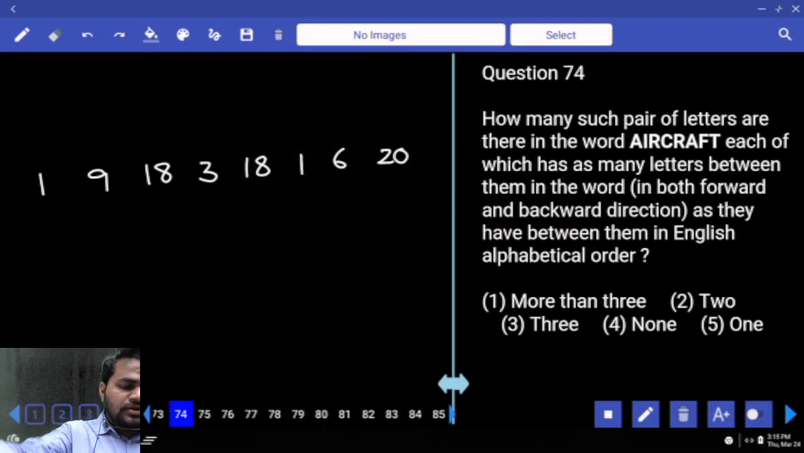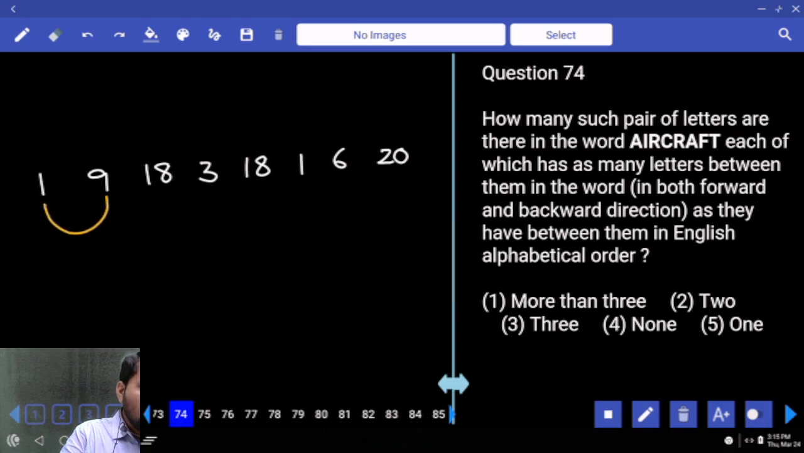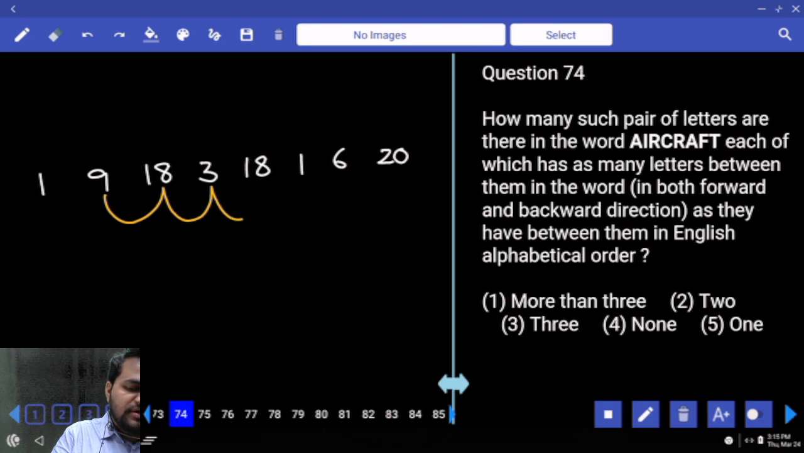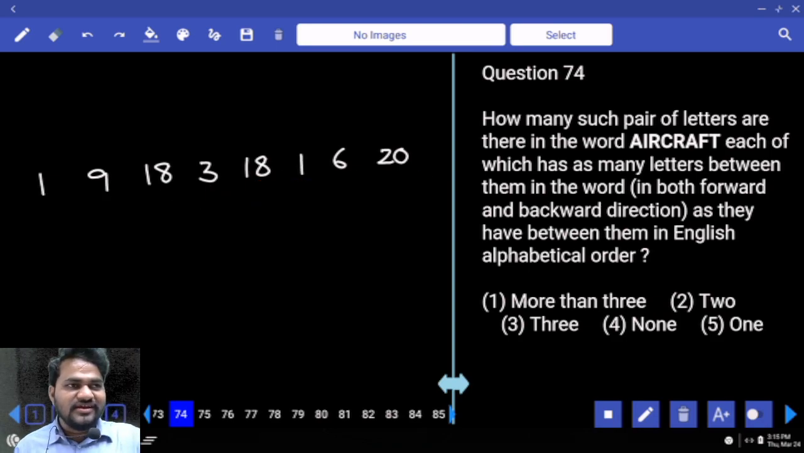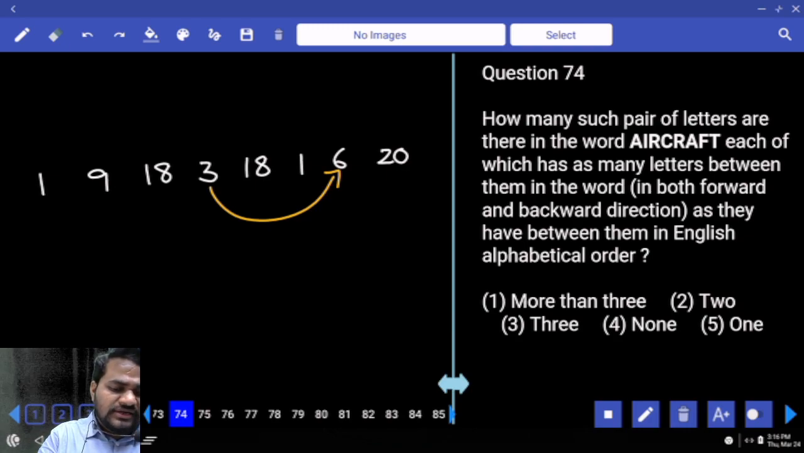Now counting in forward direction from the beginning, which is 1, 1, 2, 3, 4, 5, 6, 7, 8. With 1 there is no pair at all. 9, 10, 11, 12, 13, 14, 15, 18, 19, 20. Next 3, 4, 5, 6. Yes, 3 and 6 are the first pair. Then after 7 is not there. 18, 19, 20, no use. Next 1, 2, 3, 6, 7. In forward direction there is only one pair.